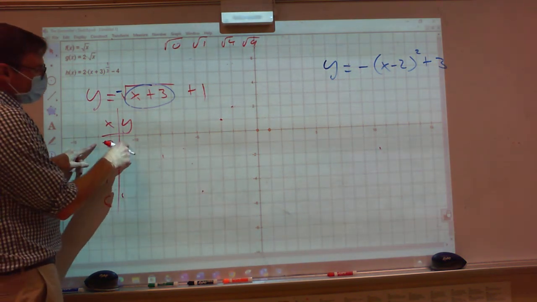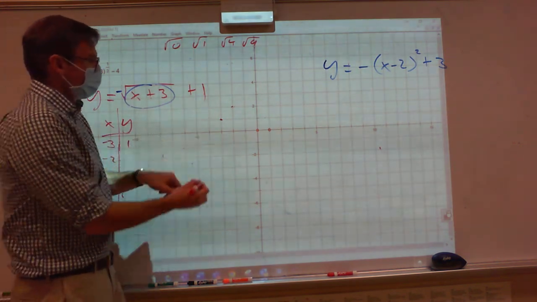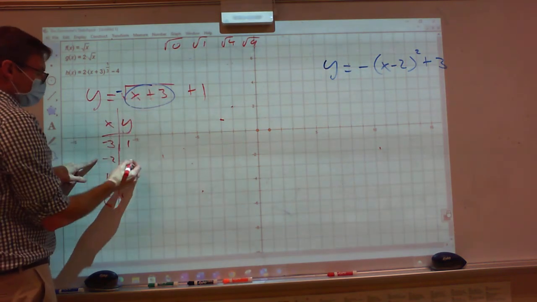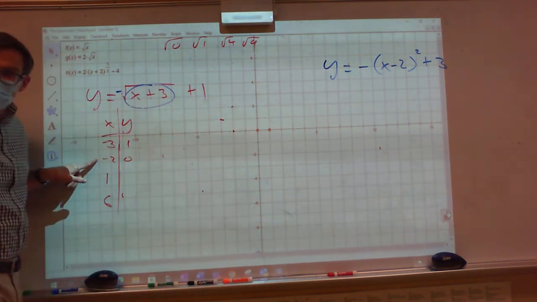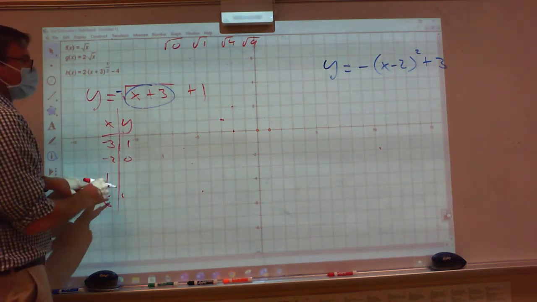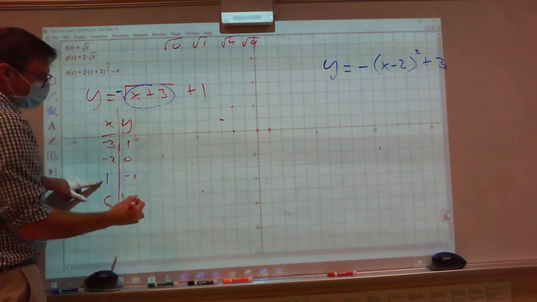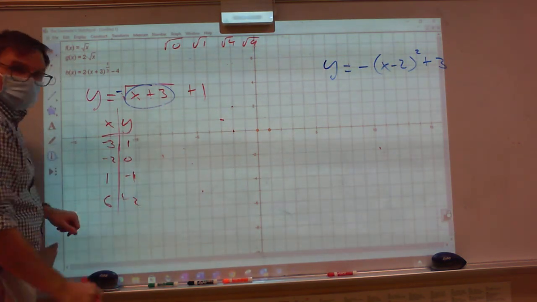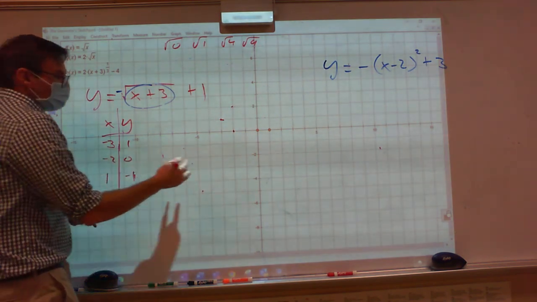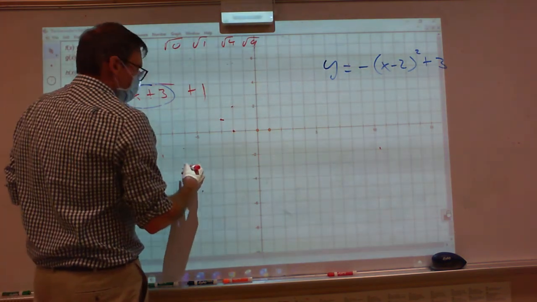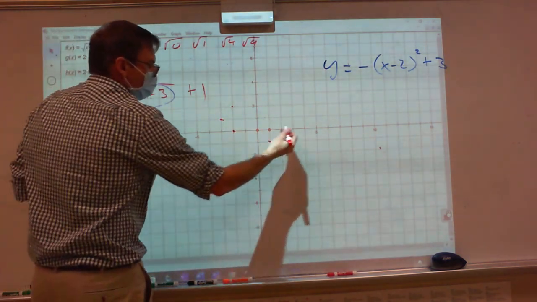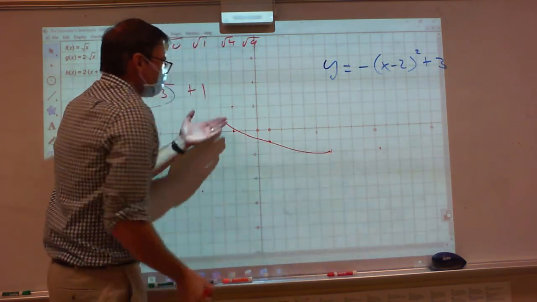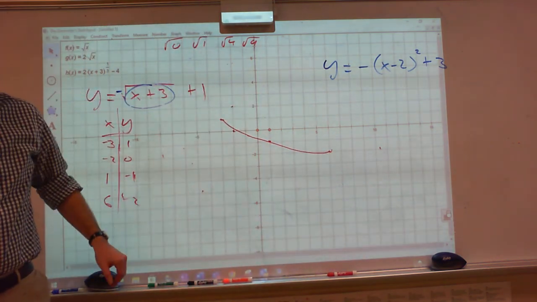If I plot points, I plug a negative 3 in, this is 0, that gives me a 1. Great, I have this same dot. When I plug a negative 2 in, that's 1, negative 1, that gives me a 0. I get a dot here. When I plug a 1 in, that's 4, negative 2, that gives me a negative 1. When I plug a 6 in, negative 3 plus 2 gives me a negative 2. Now when I plot all of these, I have 1, negative 1, I have 6, negative 2. Do you see that when I connect my dots, I get the bottom half of that sideways parabola?